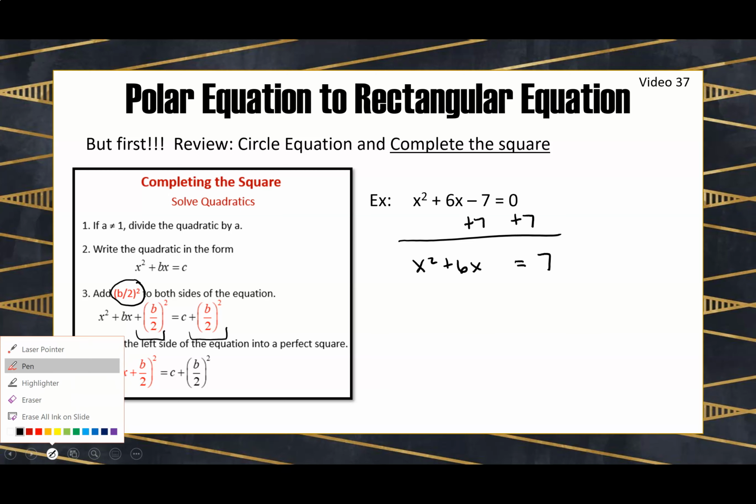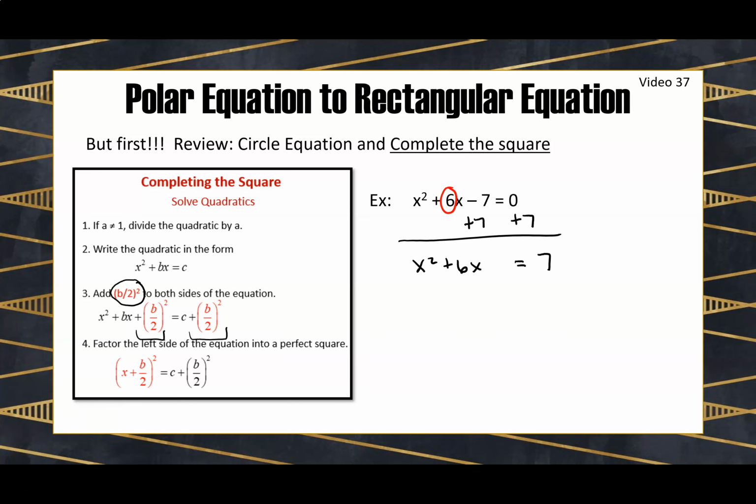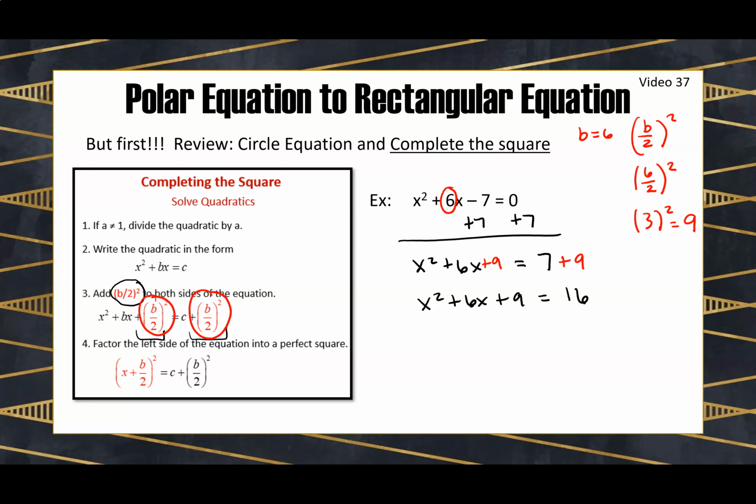Well, what is (b over 2) squared? Our b is 6. So if b equals 6, then (b over 2) squared is (6 over 2) squared, which is 3 squared, which is 9. So we're adding 9 to both sides. Okay, so what does that give us? Let's go ahead and reduce this. We're going to have x squared plus 6x plus 9 equals 16.